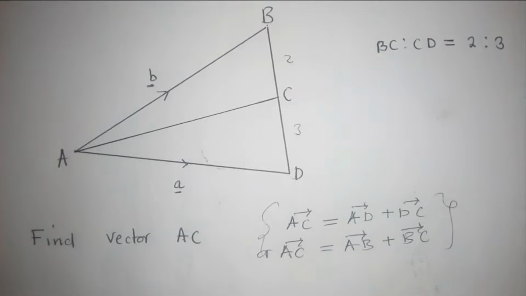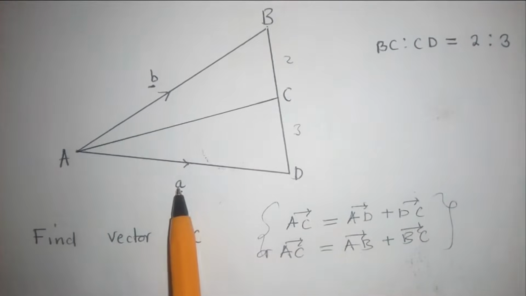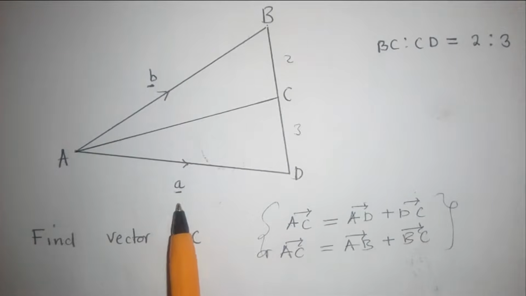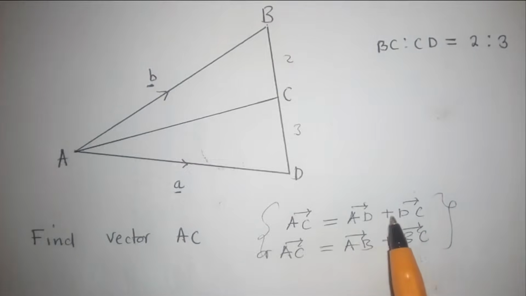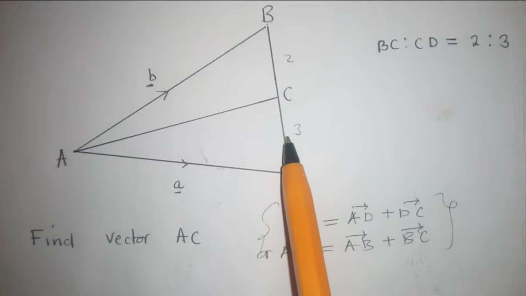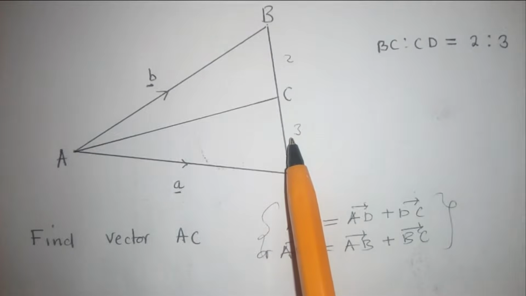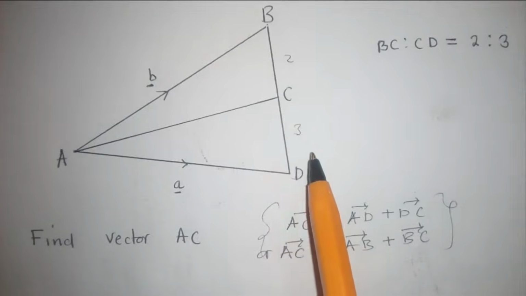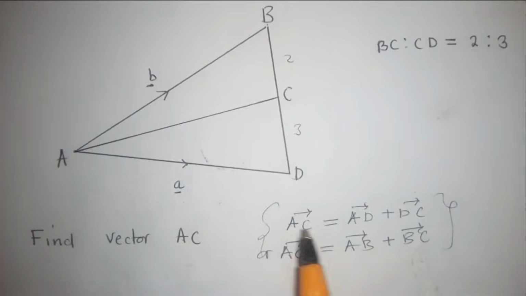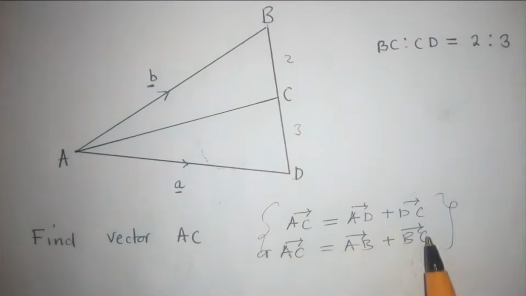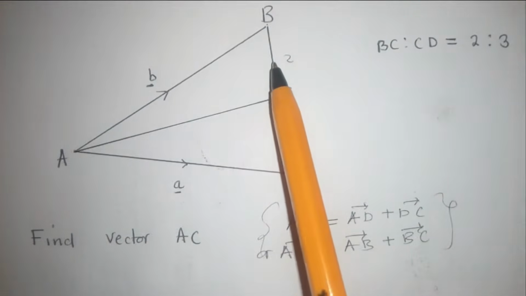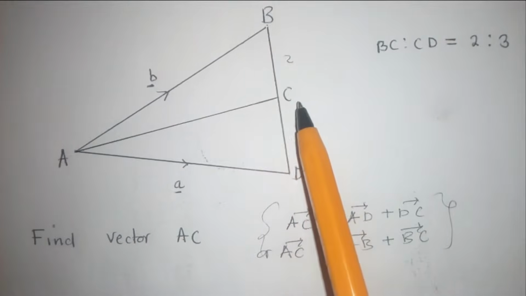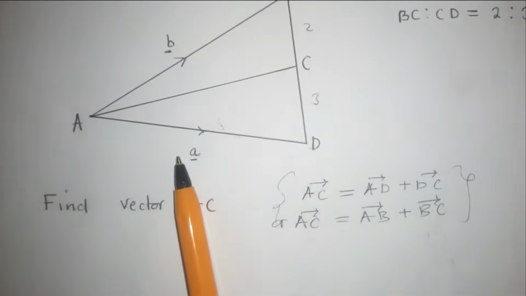So now, if we look around, do we have AD? It's here, we have the vector over here. DC, we don't have a vector, we only have a number, only a scalar. What about AB? We have a vector. This one, BC, we don't have a vector, we only have a scalar. So we need to find these vectors, either BC or CD. So how can we find them?